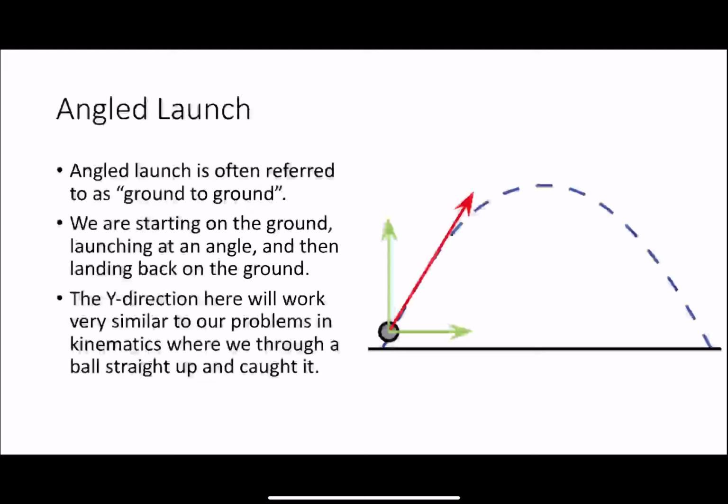So angled launches. It's also referred to as ground to ground. It's where we're going to be shooting a projectile off the ground, launching at an angle, and it's going to return back to the ground. The X direction is going to be the same as horizontal launch. However, our Y direction is going to be different, but it's going to look very similar to the problems where we threw a ball straight up and back down in kinematics in our first unit.